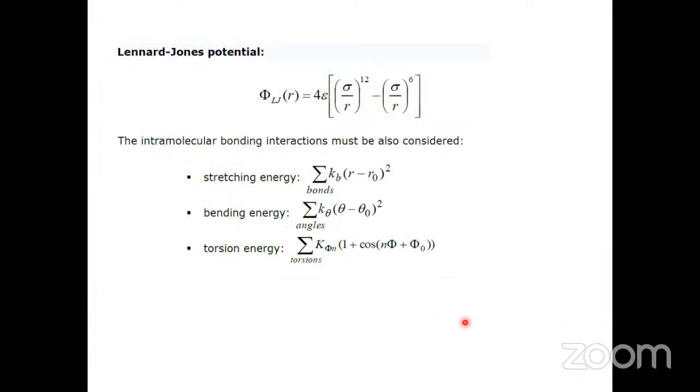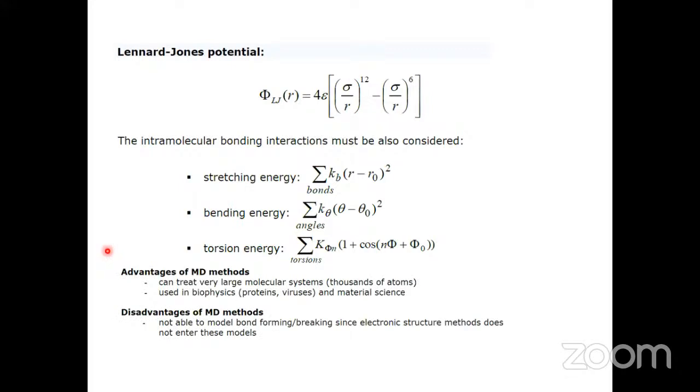Apart from that, it is based on the Lennard-Jones potential, which has this particular expression, having sigma and r. Intramolecular bonding interactions also have to be considered, and those interactions lead to stretching, bending, and torsion energy parameters. Molecular dynamics methods also offer certain advantages, such as they can be used to treat very large molecular systems, thousands of atoms, and that is why it is used in biophysics to address the nature of proteins and viruses, as well as in material science. It also has some disadvantages: it is not able to model bond formation and breaking, since electronic structure methods do not enter into these models.